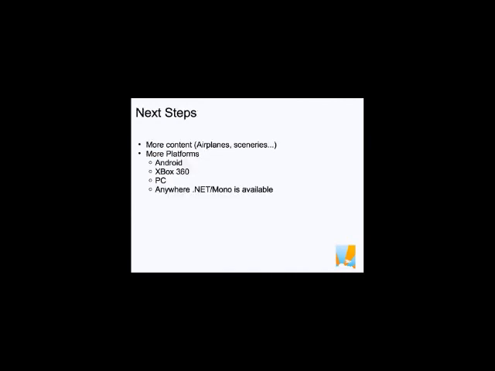Now for the next steps. Obviously, we want to bring more content, because the port to iOS took a lot of our time. We didn't have time to add new airplanes and new sceneries, so that's something we want to focus on a little bit more next. About the platform work, we want to port it to Android. All the work we did with OpenGL is going to be useful for Android as well, because it's pretty much the same thing. We might also try to release the Xbox 360 version.